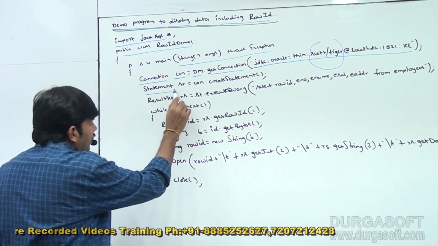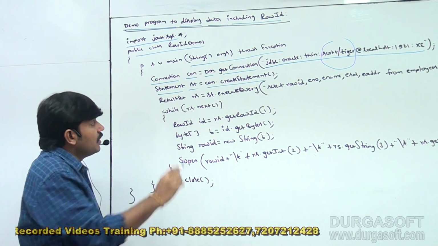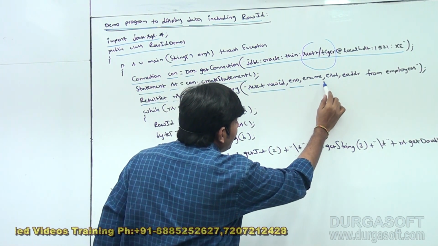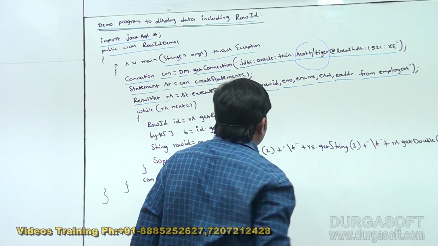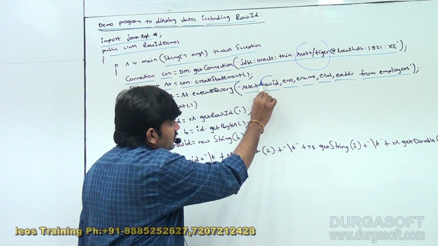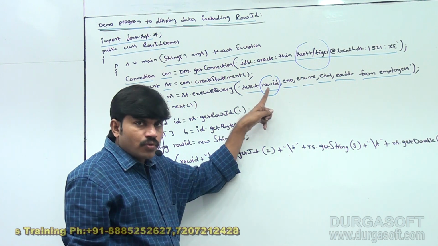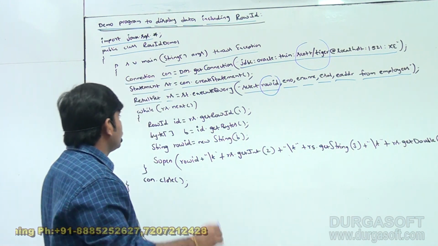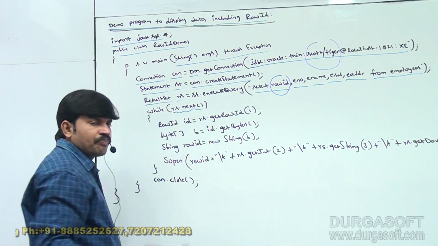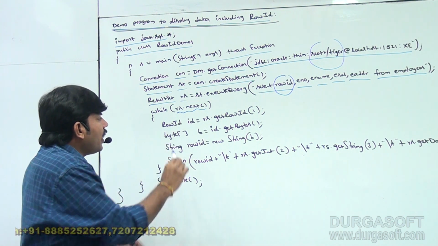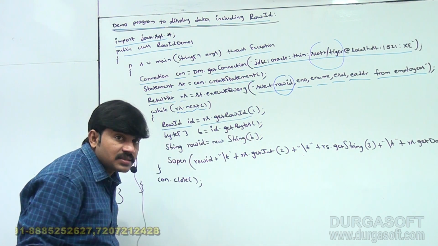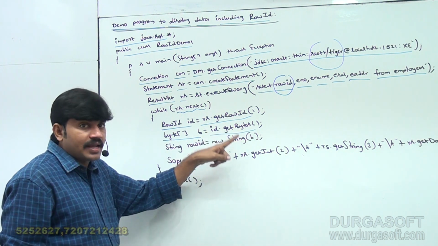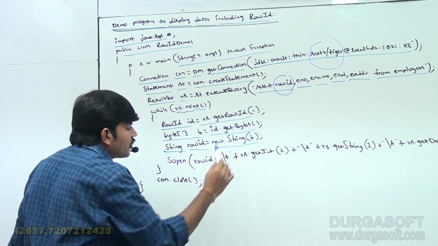Next, Statement st is equal to con.createStatement. ResultSet rs is equal to st.executeQuery, select ROWID, empno, ename, esal, address from employees. Are you getting? First I asked ROWID. Next, while rs.next, ROWID is equal to rs.getRowId. Byte array b is equal to id.getBytes. String rowid is equal to new String of b.